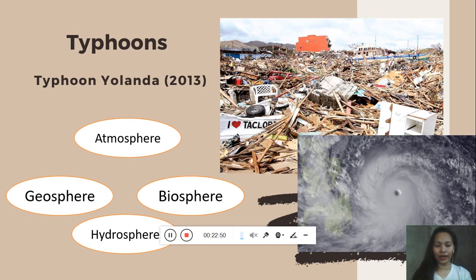And lastly, we have the typhoons. This typhoon is known in the Philippines as Super Typhoon Yolanda. It is one of the most powerful tropical cyclones ever recorded. In making landfall, Typhoon Yolanda devastated portions of Southeast Asia, particularly the Philippines. Unlike the earthquakes and the volcanic eruption, a typhoon originates in the atmosphere. The volcanic eruption and the earthquakes originate in the geosphere, and the typhoons originate in the atmosphere.